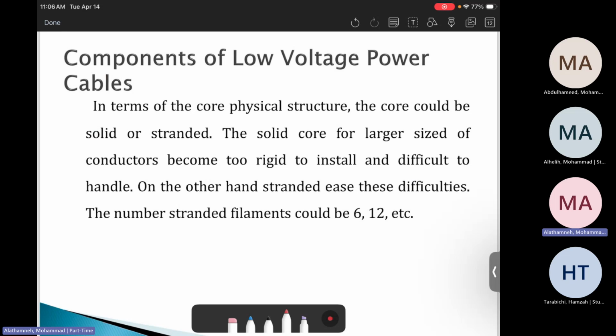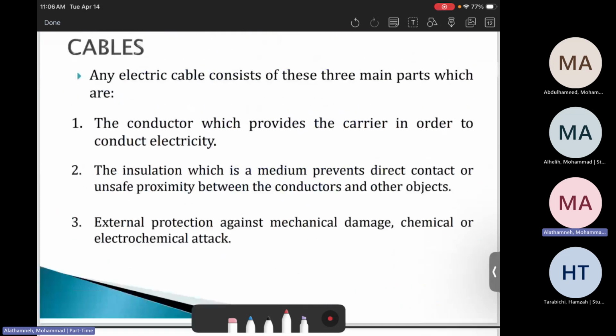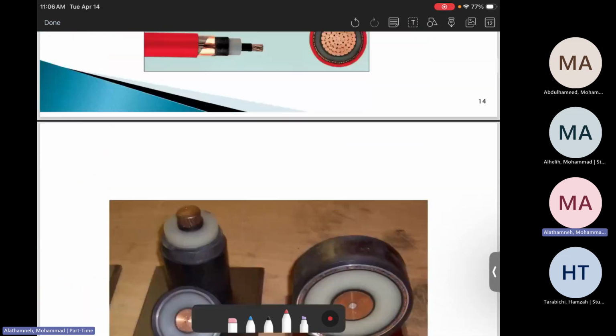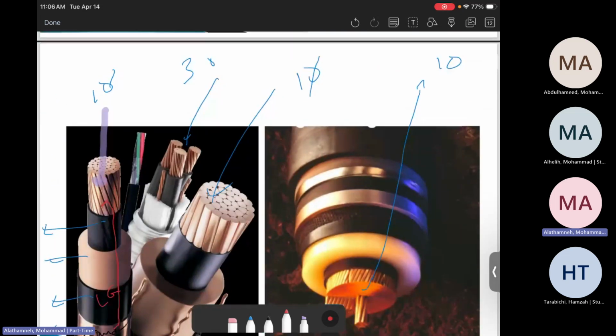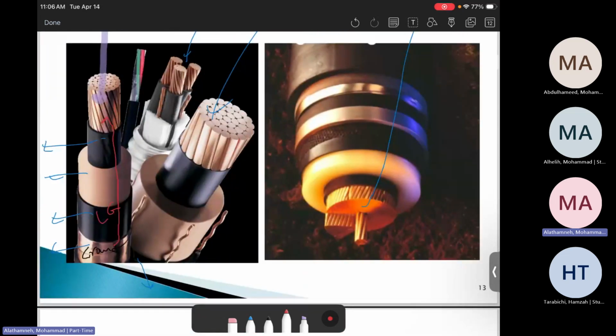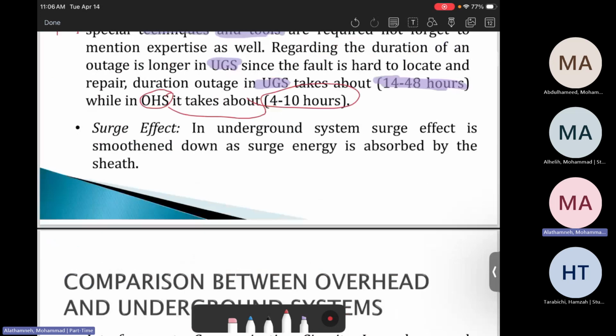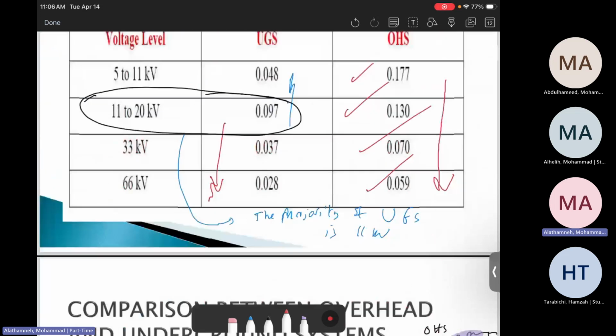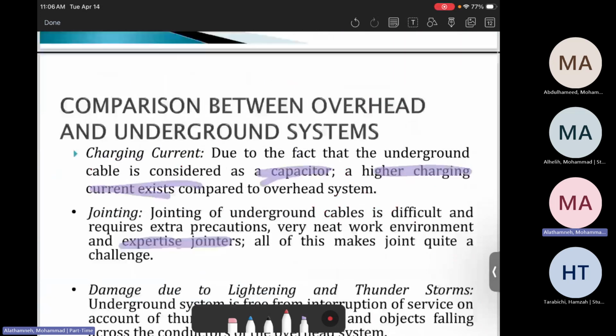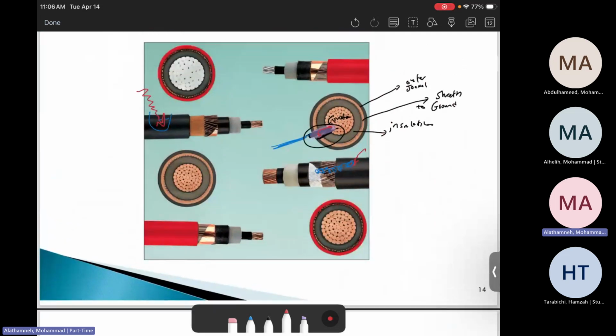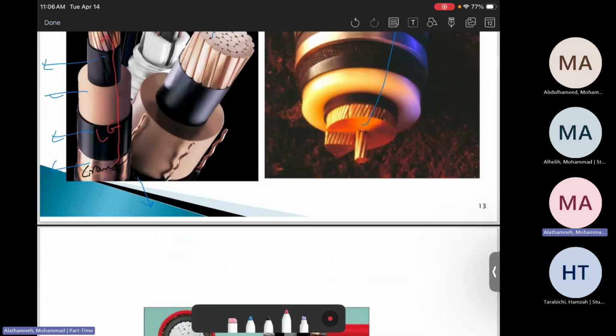Components of low voltage power cables. In terms of the physical core structure, the core can be solid or stranded. So what do I mean by solid and stranded? Let's go back and see here. Those are stranded. We see strands. And there is a solid. I'm not sure if we have a solid picture here. The solid, there is no strands at all. It's just like this. Just one wire and solid.